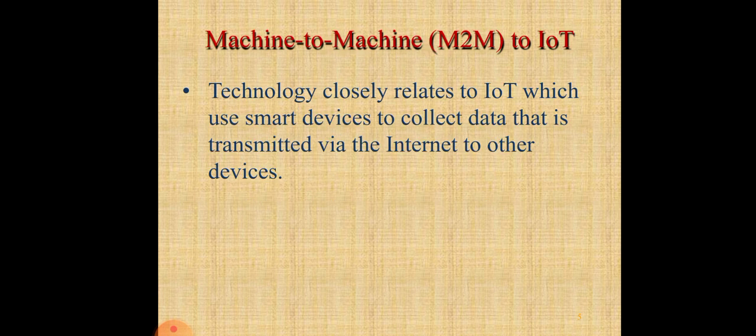M2M is a technology closely related to the IoT, which uses smart devices to collect data that is transmitted via the internet to other devices. To fully understand M2M and IoT, it's nice to first know what M2M is. Luckily, the definition of M2M is not that complicated. Machine to machine communication derived from telemetry technology and generally refers to data exchange between various devices through the internet without any human participation.